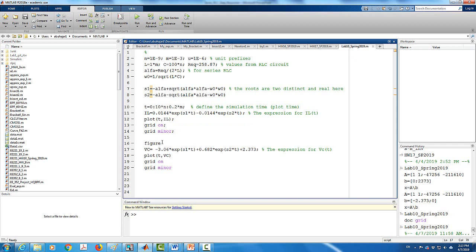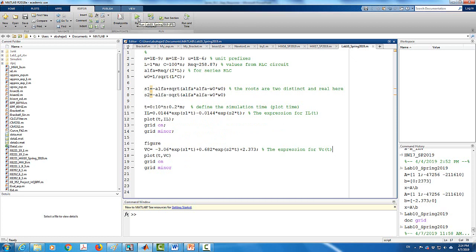Then I create a new figure, so I will have two figures, and here I'm going to define V of C. This is the expression for V of C that I have, and then I'm going to plot V of C versus T, with the grid on and the minor grid on. At this level we provide the code for the students to use. The only thing they need to do is plug in the equations or the solution, and they will be able to graph the function.